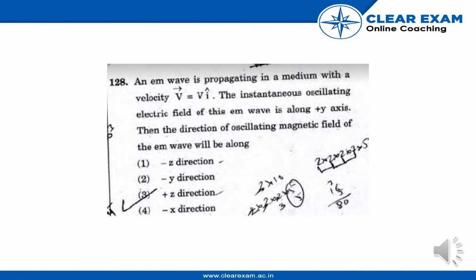An EM wave is propagating in a medium with a velocity vector v equal to v cross v dot i vector. The instantaneous oscillating electric field of the EM wave is along the y-axis. Then the direction of the oscillating magnetic field of the EM wave will be along. So first of all, what is an EM wave?